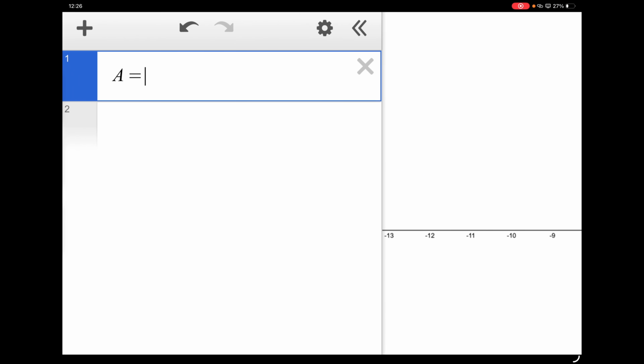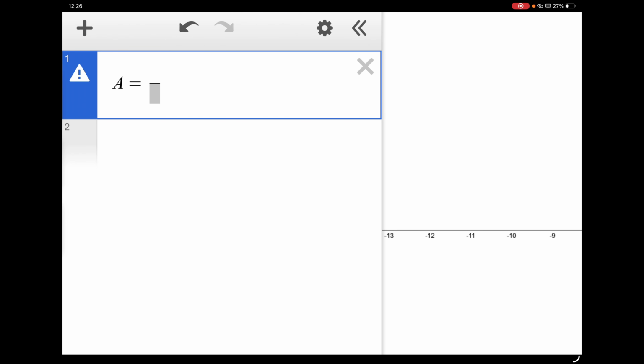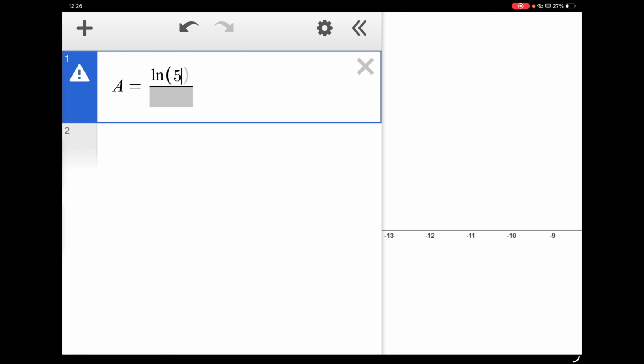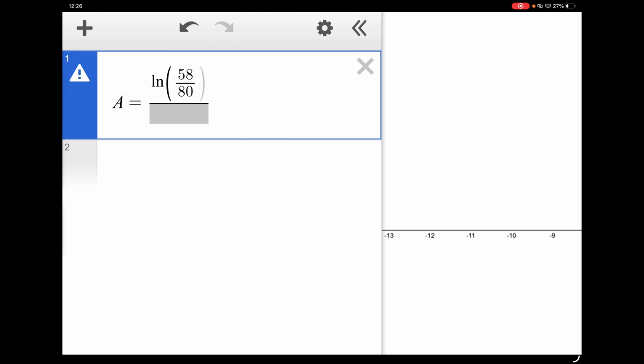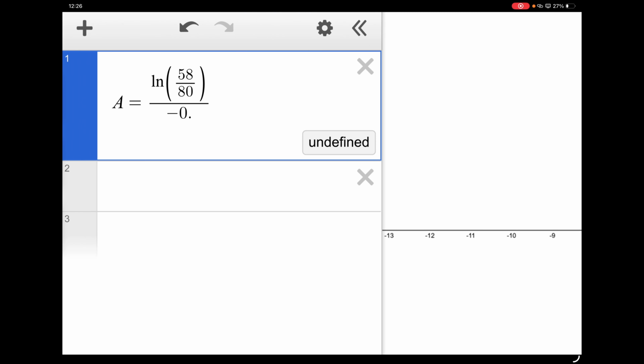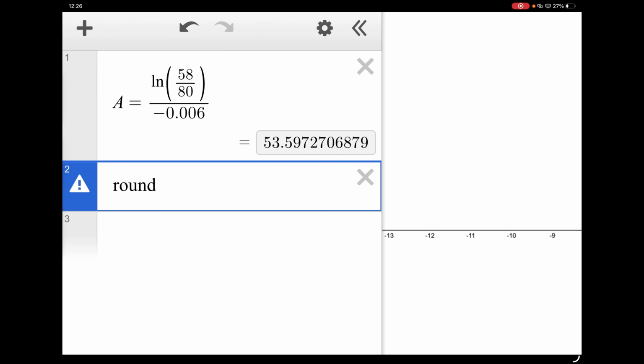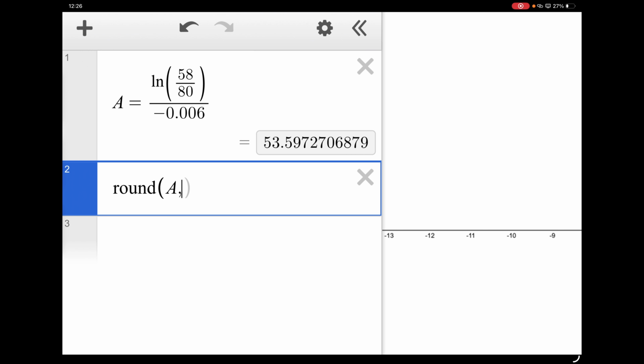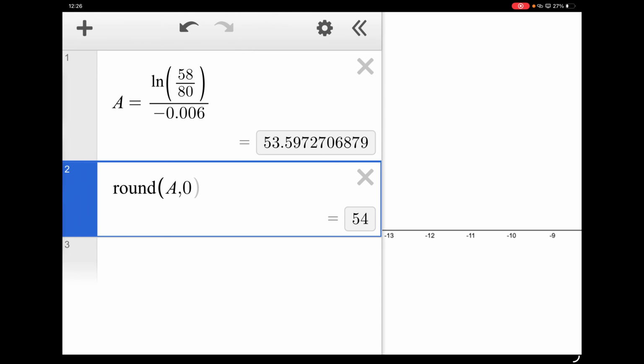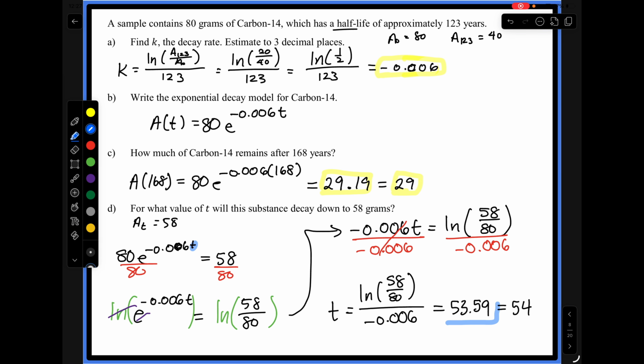I'm going to store this number into the letter A. We take first divide. In the numerator I take the natural log of 58 divided by 80, and then moving my cursor down to the denominator, I divide that by negative 0.006, which is 59.53. If I use my rounding feature for A at 0 decimal places, it estimates to 54. So here is your answer.